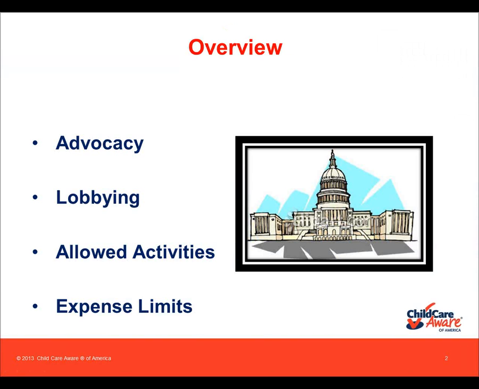Okay, so again, what we're talking about in our Lunch and Learn today, we're going to go over what advocacy means, what lobbying means, what the allowable activities are in both advocacy and lobbying, and then we'll talk a little bit about expense limits, and we'll go over some resources on how you can know if you're staying within the lines of advocacy versus lobbying.